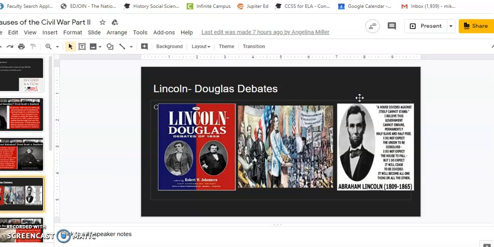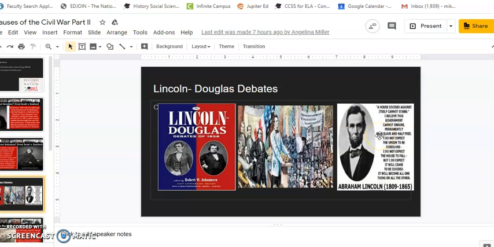And it says, "A house divided against itself cannot stand. I believe this government cannot endure permanently, half slave and half free. I did not expect the Union to dissolve. I do not expect the house to fall, but I do expect it will cease to be divided. It will become all one thing or all the other."